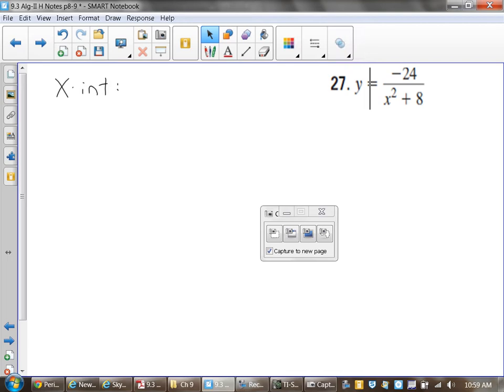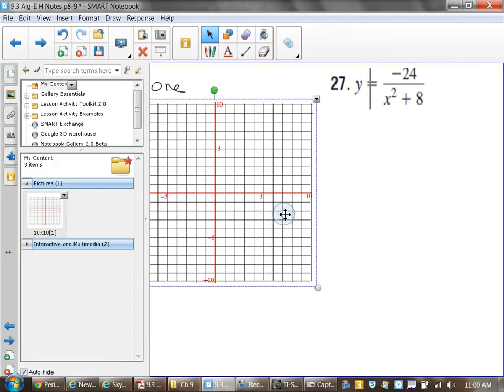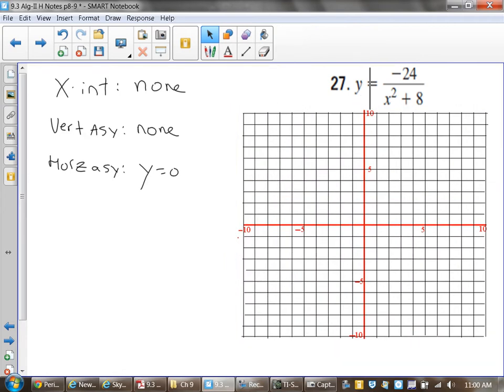Do we have an x-intercept here? Nope. Vertical asymptote? No. Good. There's no vertical asymptote. Why? It's a non-real number. Very good. The 0 is a non-real number. And then your horizontal asymptote. My denominator has a higher degree, so it's going to be at 0. Again, when we get to this part, it's a matter of using the table function in your calculator to get ordered pairs. Horizontal asymptote at 0.